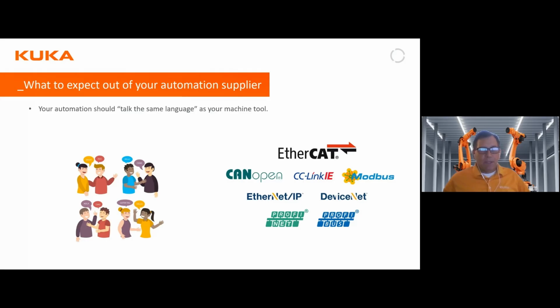Just like people communicating, if you're not talking the same language, your machine tool automation and your machine tool itself will not communicate. So most suppliers have many different options for both safety interfaces and communication protocol options to exchange data between the automation and the NC machine itself.